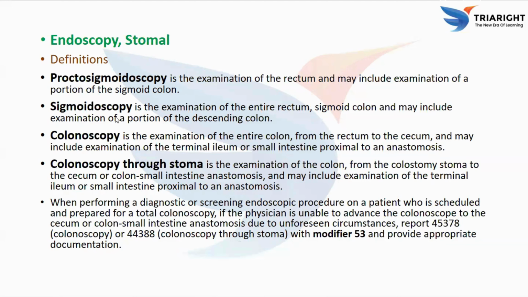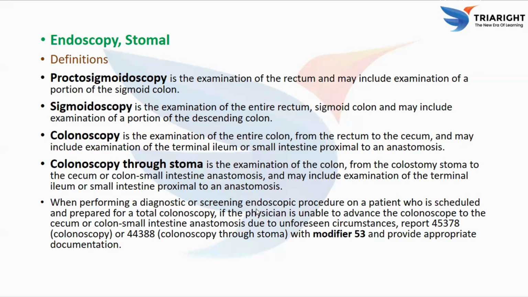Second is sigmoidoscopy. It is an examination of the entire rectum and sigmoid colon. It may include a part of the descending colon. It goes farther than a proctosigmoidoscopy, but it does not examine the entire colon. And colonoscopy is an examination of the entire colon from rectum to cecum. It may include the terminal ileum and small intestine near a surgical anastomosis. It is the gold standard for colon cancer screening as well as polyp detection.